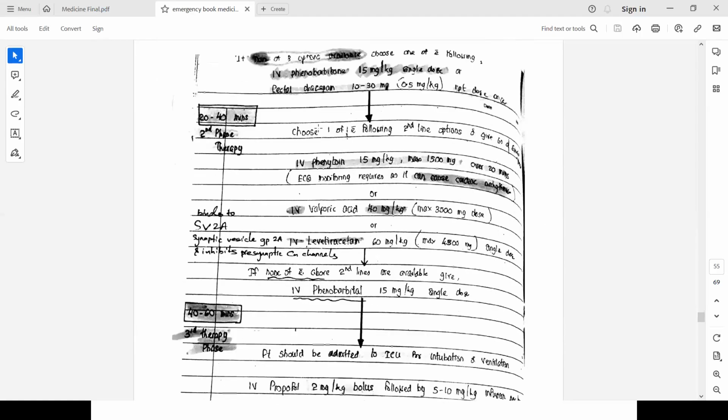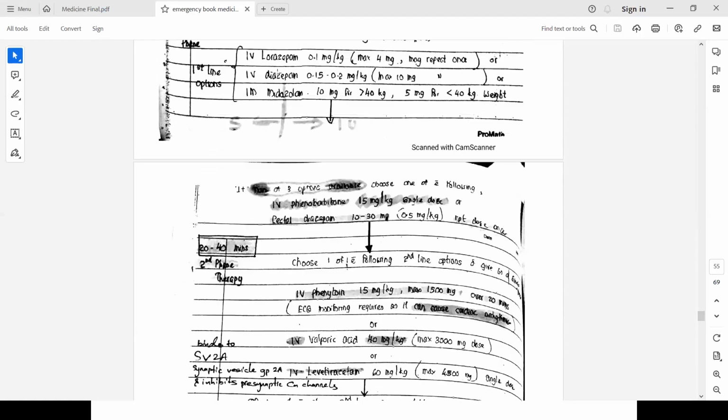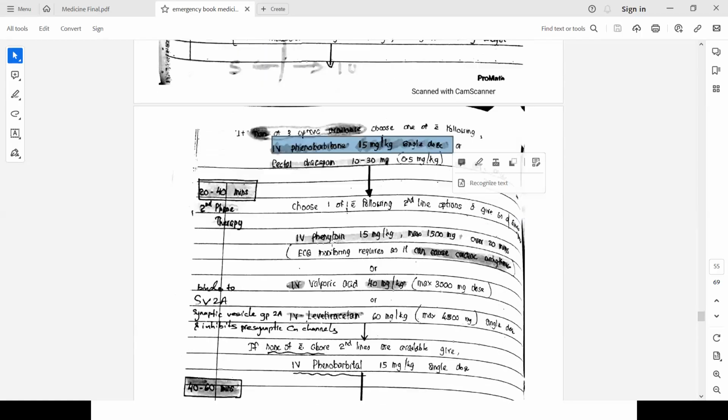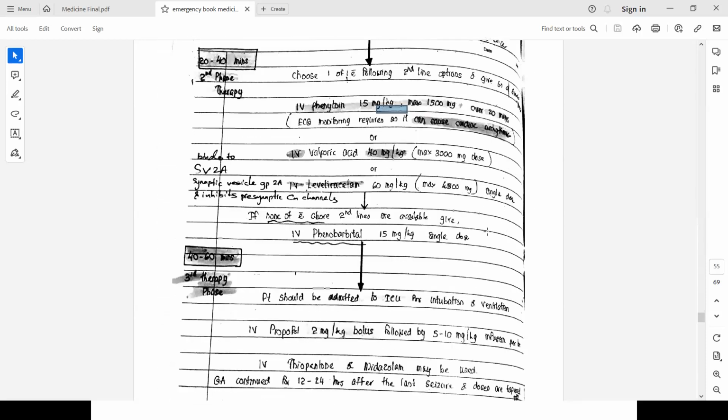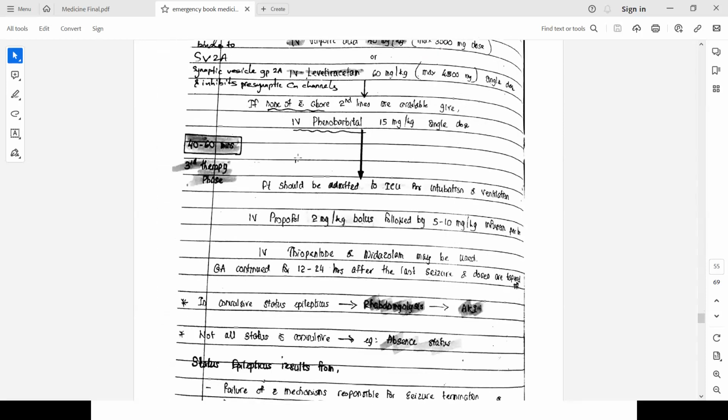There are other options, so just remember one of these which are commonly used. So first line IV diazepam or IM midazolam. Then you can go for IV phenobarbital. Third line, you can go for IV phenytoin. And if the patient is still fitting, then only you need to admit to ICU, intubate, and ventilate. From here onwards, the doses of propofol and thiopentone, they won't really ask.